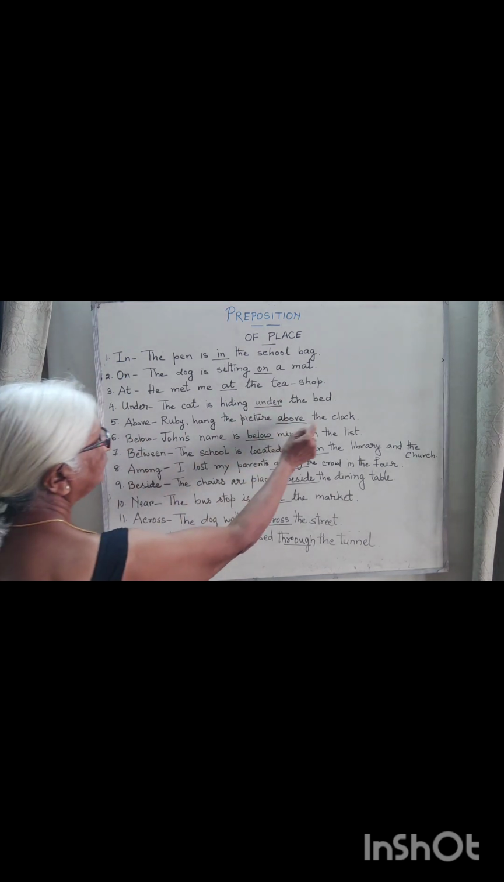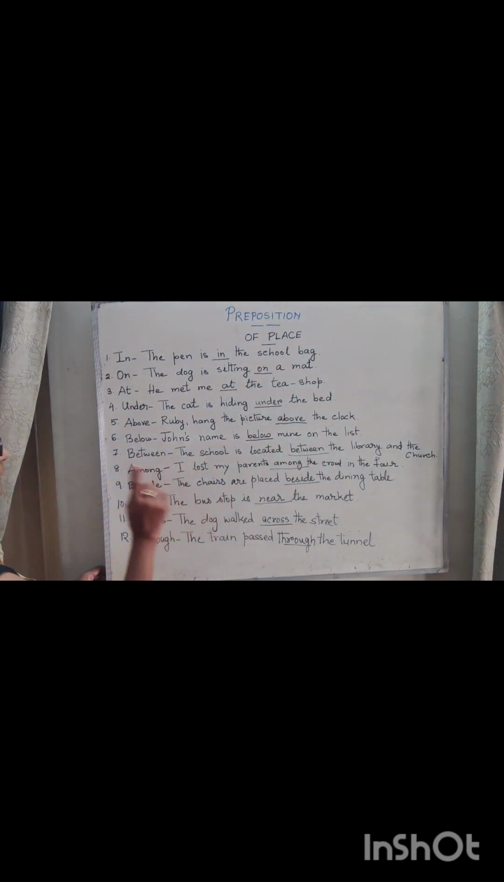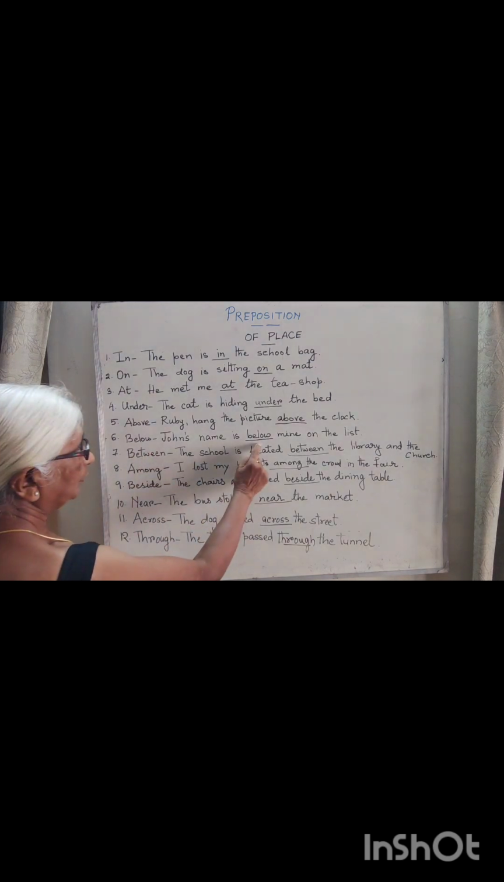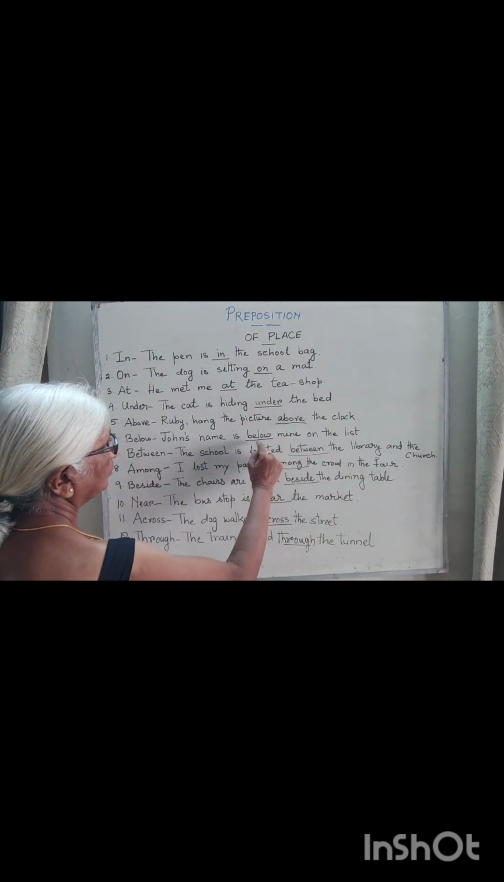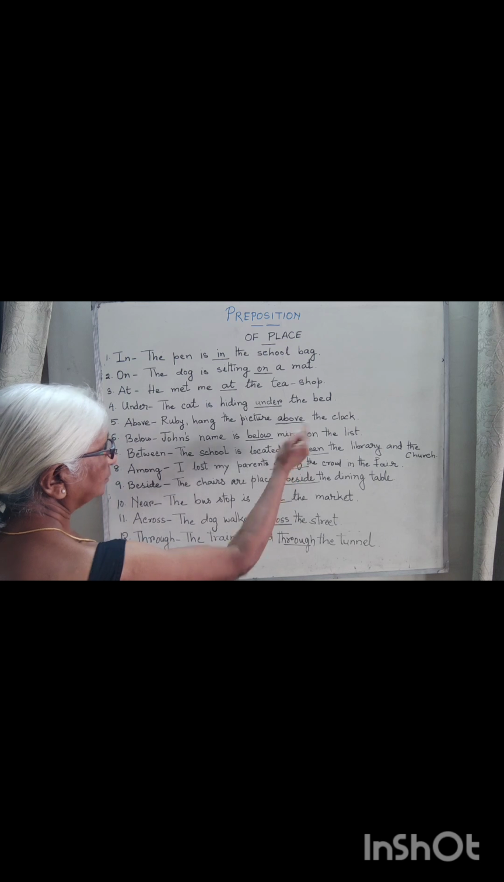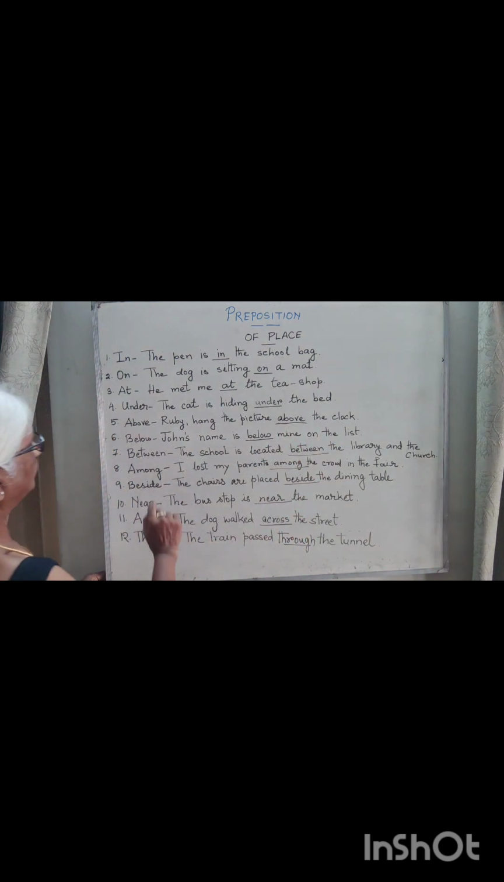Can you see the sentences once again? In the school bag shows place. On a mat it shows place. At the tea shop, at a particular place. Under the bed again shows a place. Above the clock shows a place. Below mine on the list. So below mine shows below something on the list.